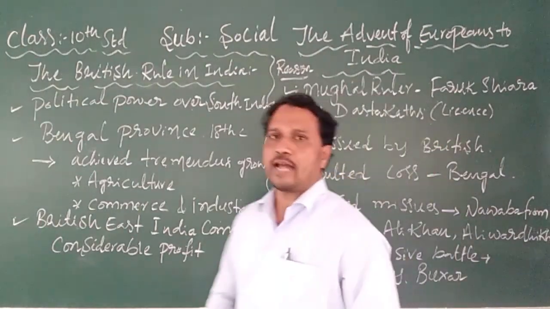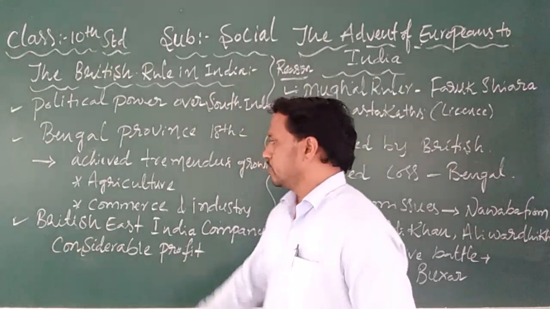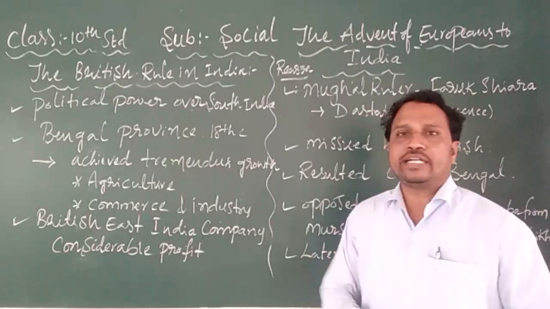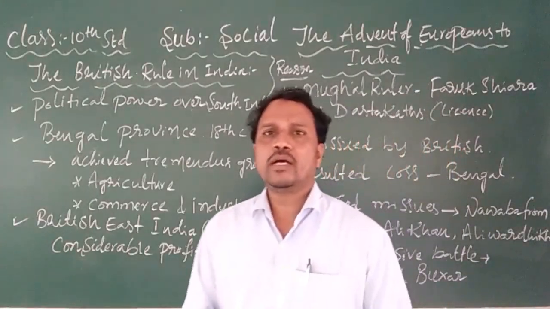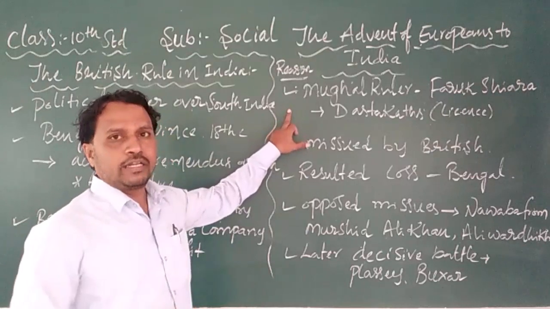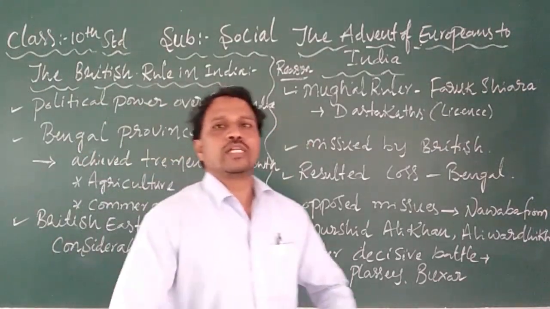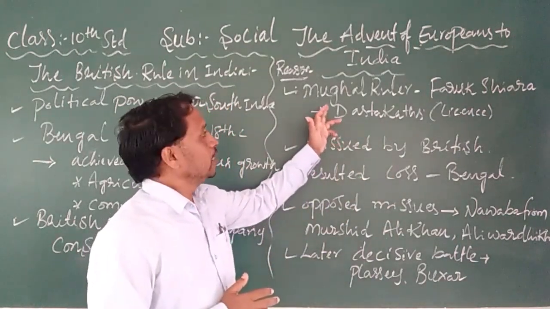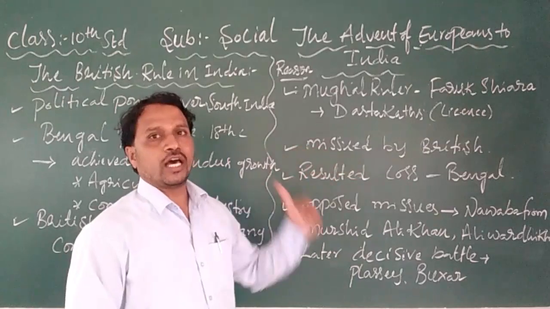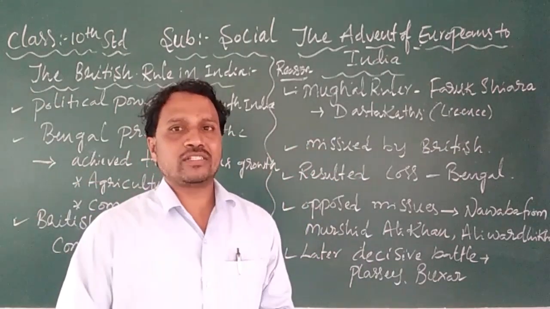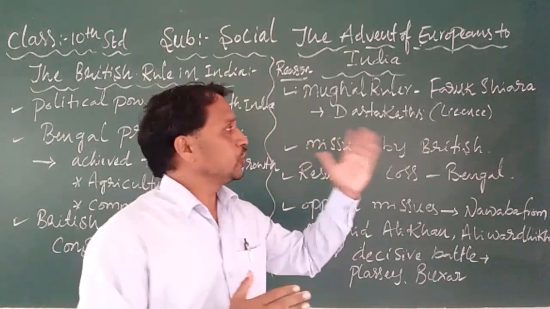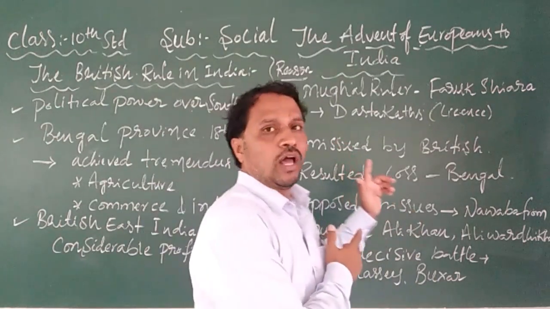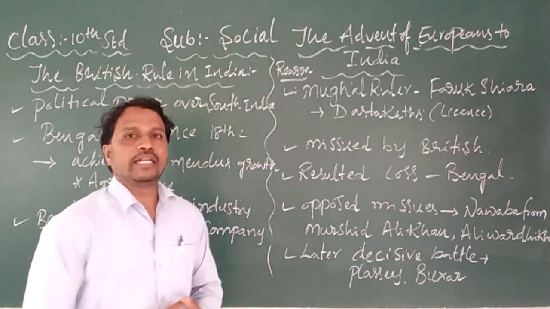Why did the British make considerable profit here? There is a reason, students. At that time, do you know who was ruling the Mughal Empire? Yes, at that time the Mughal Empire was ruled by Farukh Shiar. Bengal province was under the control of Farukh Shiar, and to control Bengal, Farukh Shiar appointed a Nawab. So the Nawab of Bengal administered under the rule of Farukh Shiar.